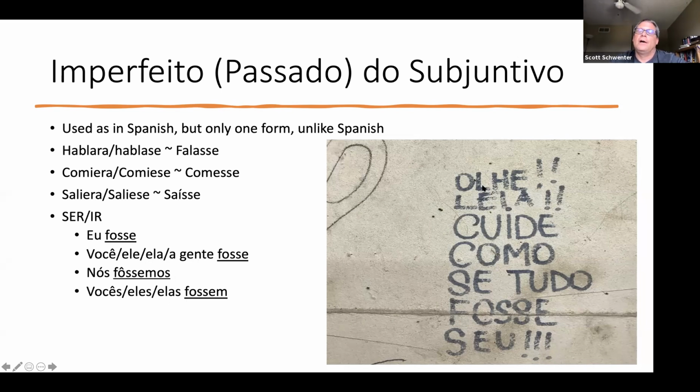And then here's a nice sort of graffiti, right? Olhe, leia, cuide como se tudo fosse seu, right? As if everything were yours.